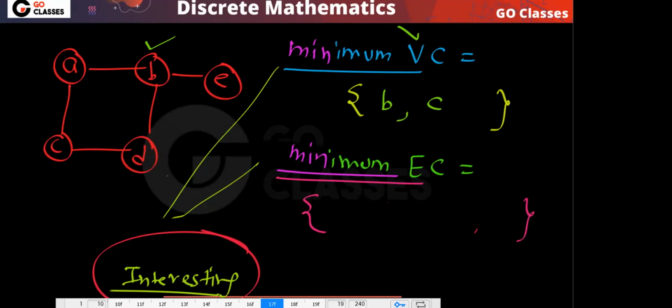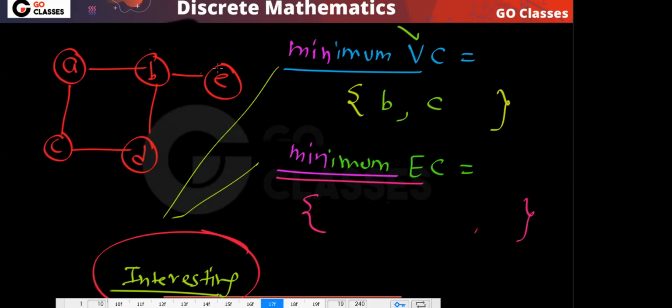And what about the minimum edge cover? In this minimum edge cover, we want to cover all the vertices. So for example, tell me, to cover this vertex, what is mandatory?